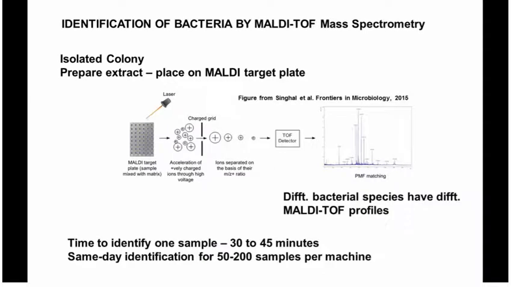Okay, so why is this useful? Well, it's very fast. You can identify one sample in less than 1 hour. And if you've got a machine that can handle a lot of samples, then you can identify the bacteria in the same day for 50 to 200 samples.